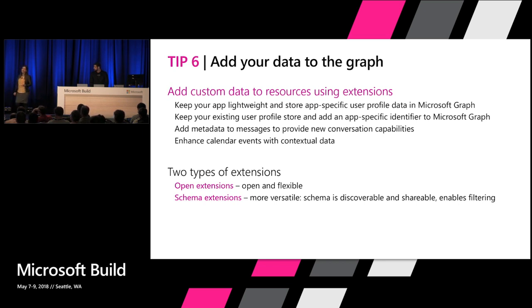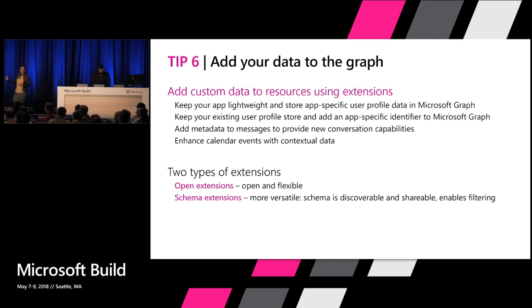OK, next tip, adding your data to the graph. There are two ways in which you can add your data to the graph. The first one is open extensions, and the second one is schematized extensions. Open extensions are a very, very basic key-value pair, for example, favorite color blue. If you want to provide roaming capabilities in your application and keep simple user settings like that, you can create an open extension and add that information into resources that we already have in the graph. These are non-searchable, and these are per resource.